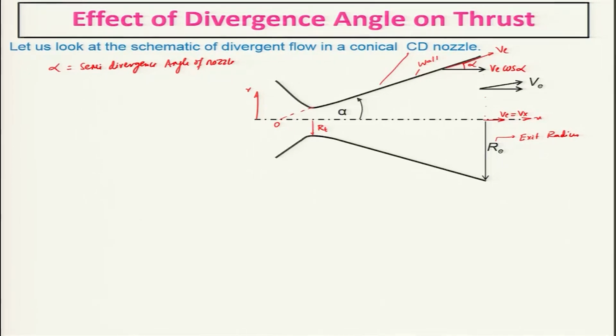Keep in mind that there will be a boundary layer on the wall of the nozzle, this is the wall. Therefore, we can say that the average angle at which the overall stream leaves the nozzle will be, if I take the average, alpha by 2 with respect to the axis.